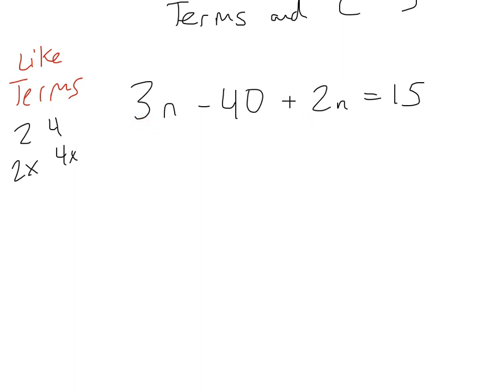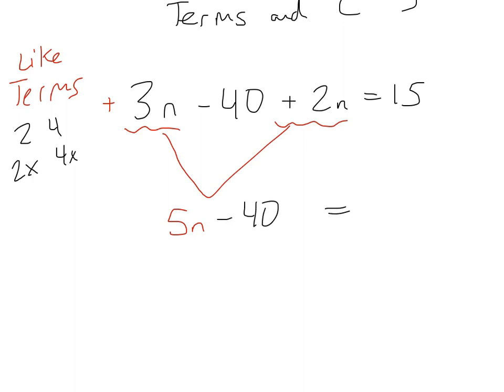So if I were to combine 3n and 2n, and they're both positive, he doesn't have a positive sign, but I can write it in if I want. It's like saying 3 numbers plus 2 numbers equals what? Well, that would get you 5 numbers. Now we still have this minus 40, and it equals 15.